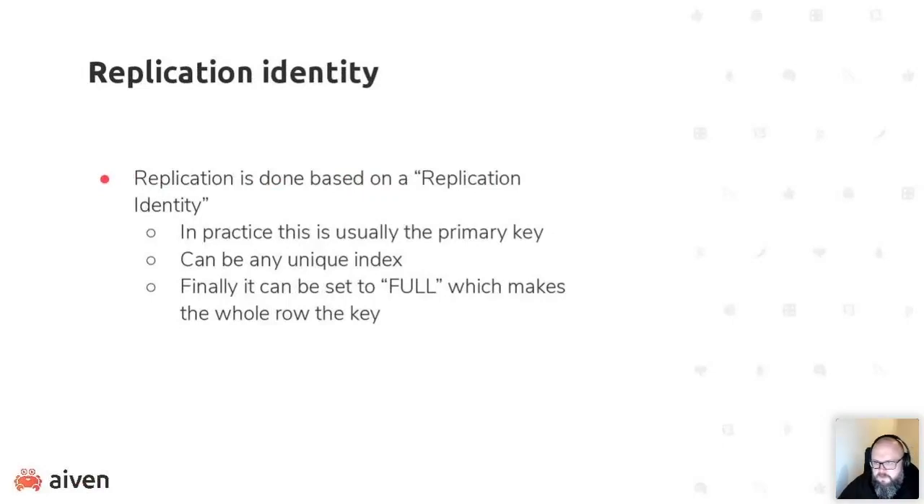In order to be able to use logical replication, the replicated table needs to have a replication identity. Usually the replication identity is the primary key, but can be any unique index. Ultimately, it can also be set to full, which will make the whole row the key.